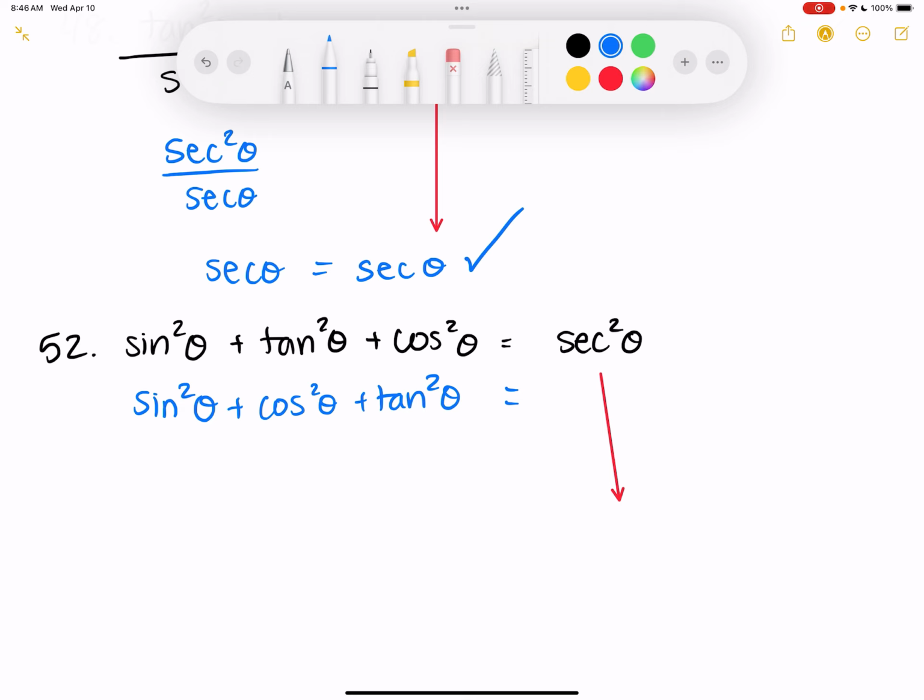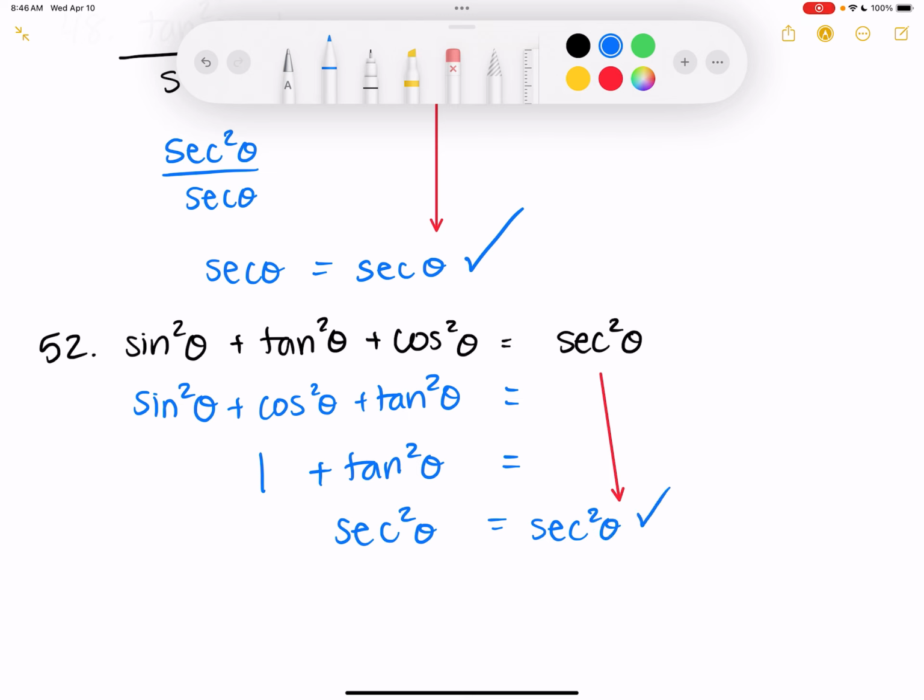Sine squared theta plus cosine squared theta is equal to 1. Yep, so I'm replacing sine squared plus cosine squared with 1. So I'm left with 1 plus tangent squared theta. And then what's 1 plus tangent squared theta? Secant squared theta. And look at that. That's what I was trying to get to.